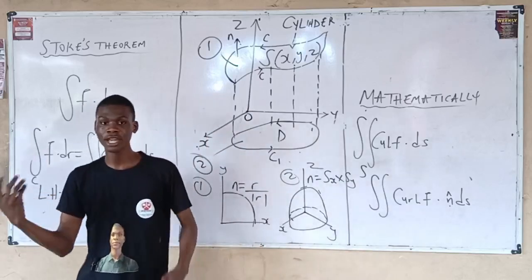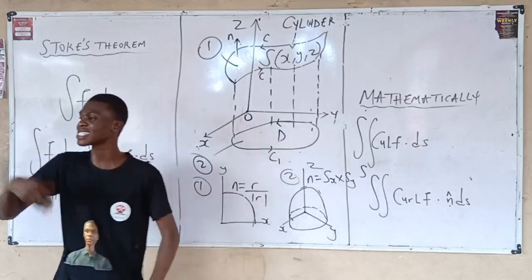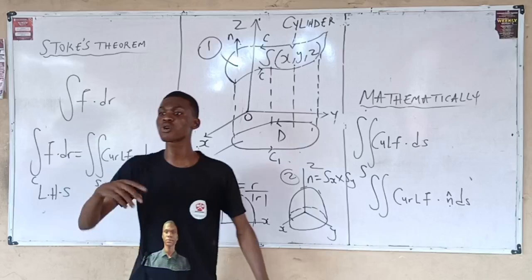I don't know if you've checked those, what you call Stokes' Theorem. You'll be seeing that z is equal to 0, z is equal to 3.